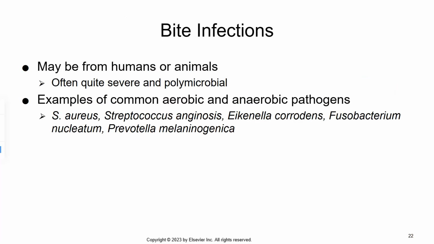Bite infections. Bite infections may be from humans or animals. This is why the source is really important. Bites usually are polymicrobial, which means when you get a bite wound, there's usually multiple organisms inside that wound. Examples of common aerobic and anaerobic pathogens: Staph aureus, Strep anginosus, Eikenella, Fusobacterium, and Prevotella.